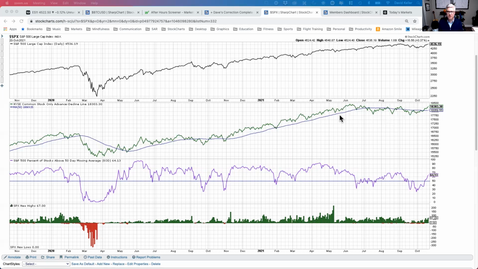This second series in green is the New York Stock Exchange common stock only AD line. So it's looking at only individual stocks, right? Common stocks. And it's an advance decline line, which means every day you take the number of stocks closing higher and the number of stocks closing lower. That gives you a daily advance decline reading. A cumulative advance decline line, which is what this is, adds together those daily readings, and it gives you a cumulative trend on the New York Stock Exchange.